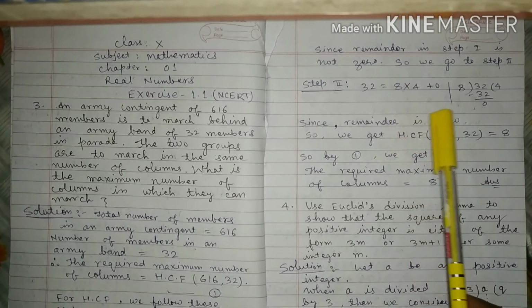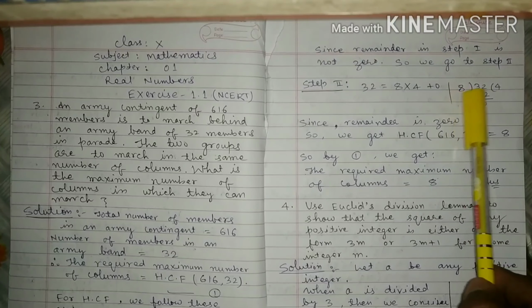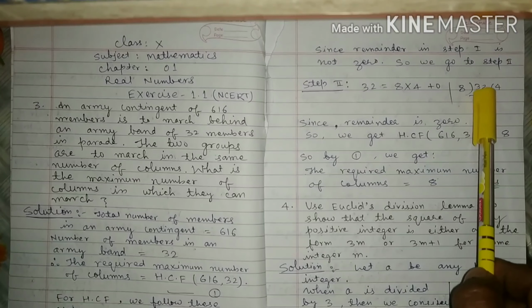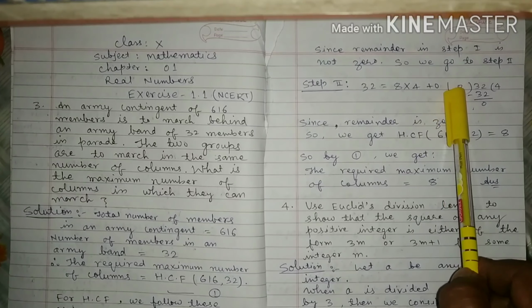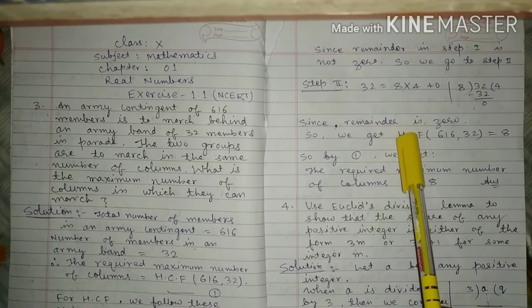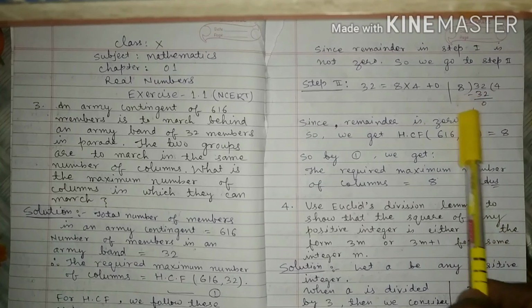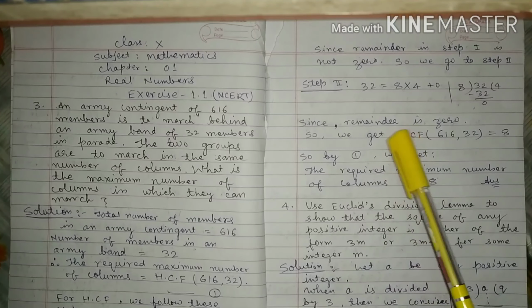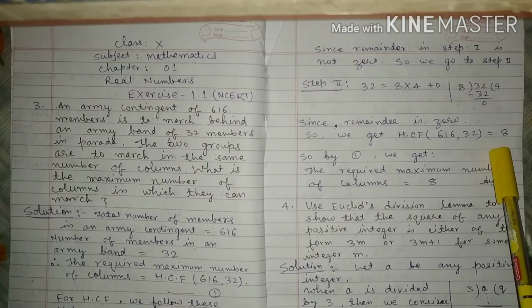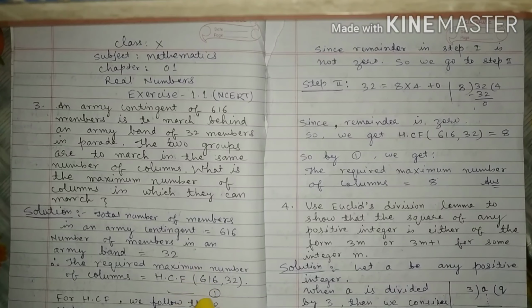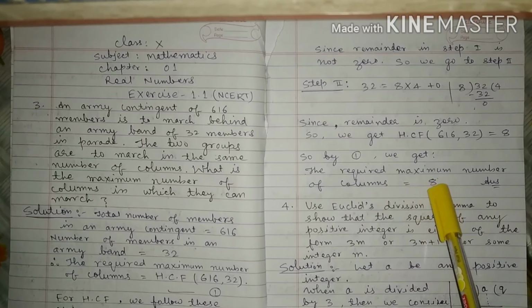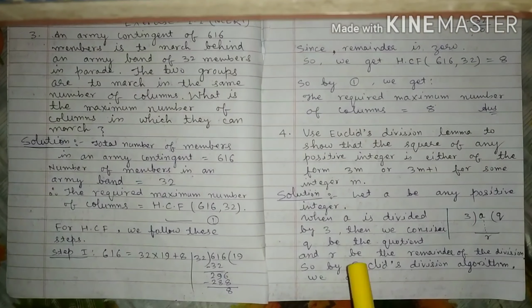In this step, we divide 32 by 8, we get quotient 4, remainder 0. So by Euclid division lemma, 32 can be written as 8 into 4 plus 0. Since remainder in this step is 0, we get HCF of 616 and 32 equals 8. So by equation 1, the maximum number of columns is equal to 8. This is the answer of this question.